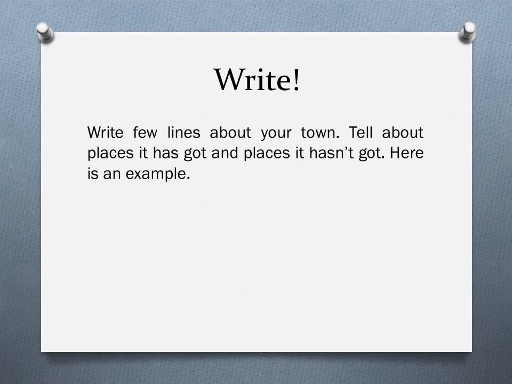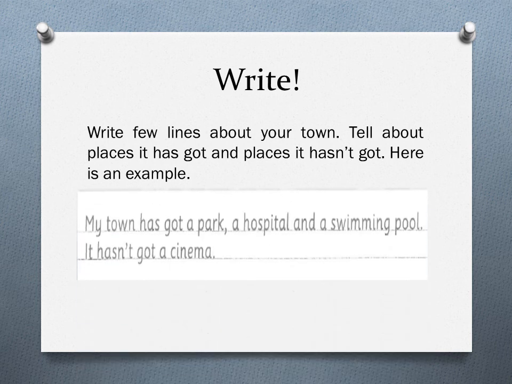This exercise right here is about writing about your town. Okay, you have to tell the places your town has and the places it doesn't have. Here is an example for you. My town has got a park, a hospital, and a swimming pool. Okay, things that my town has. Now, it hasn't got a cinema. Okay, similarly, you have to write few lines about your town as well.